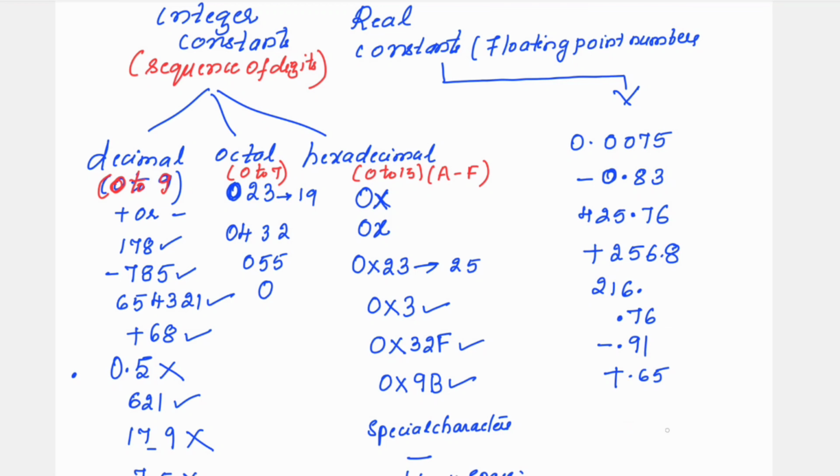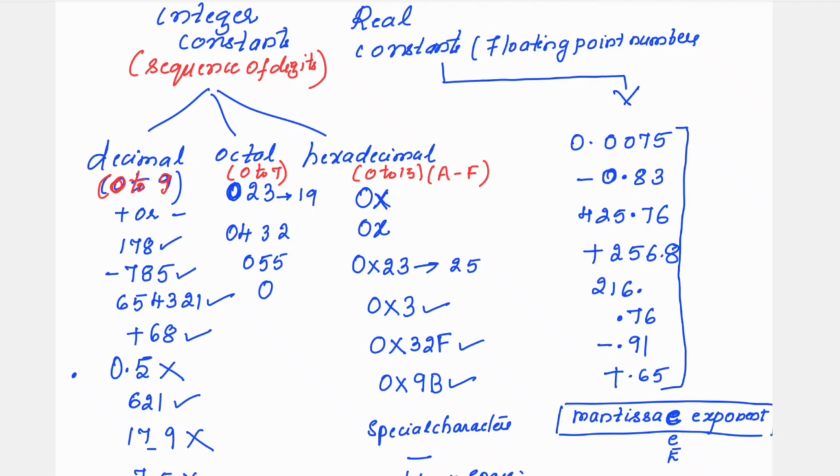We have one more way of representing the real constant, and the general form of this is mantissa E exponent. You are using the letter E here. E can be used in lowercase or uppercase. So the real constant can be represented with either of these notations. The first is the fractional form, and you can also represent it in the form mantissa E exponent, and we call this particular form the exponential form.